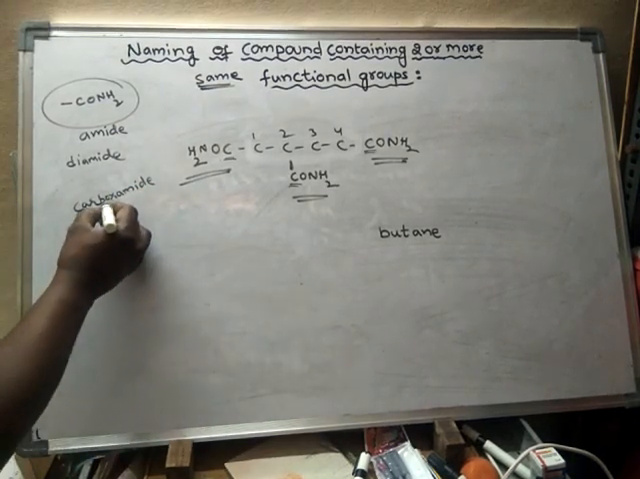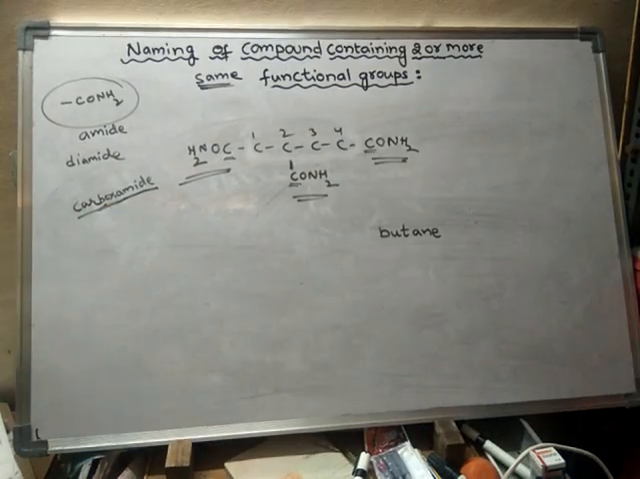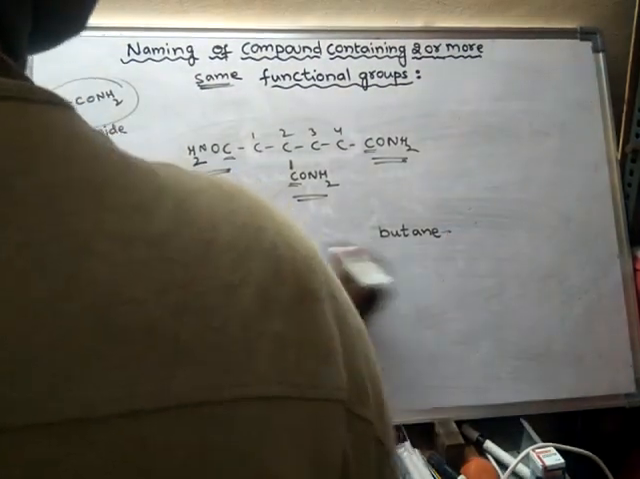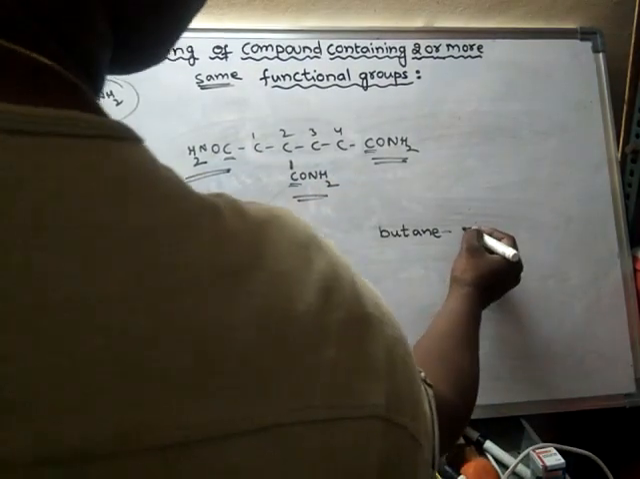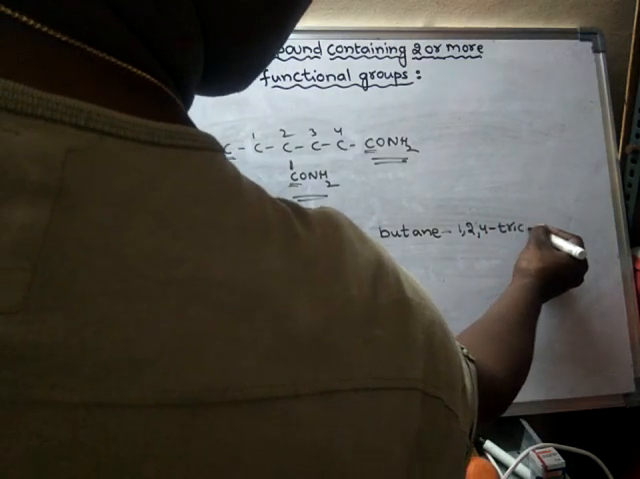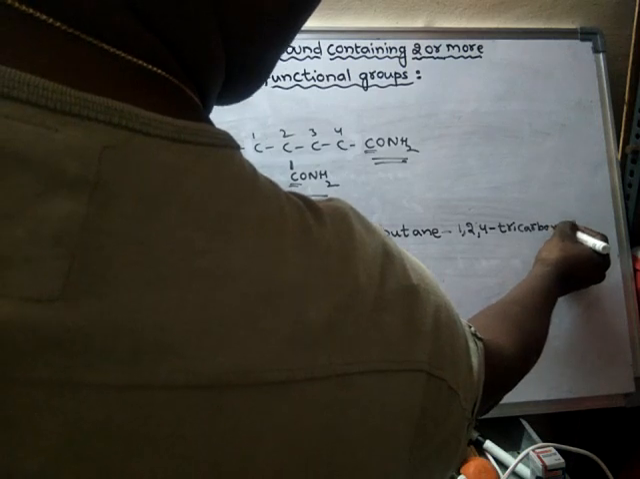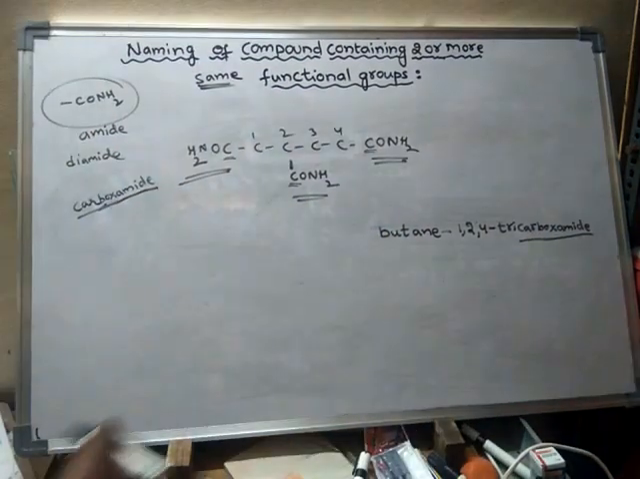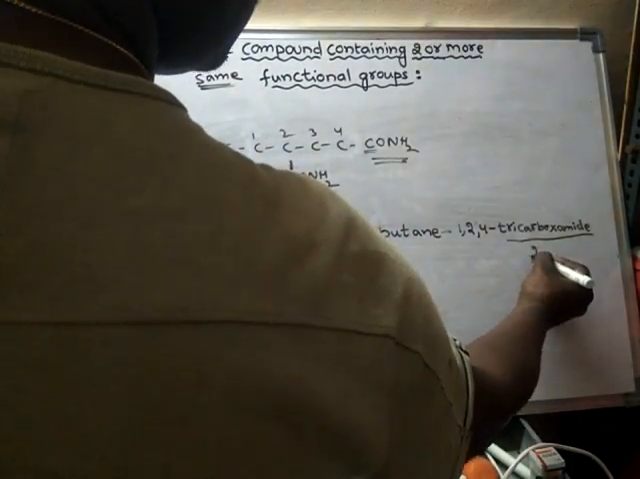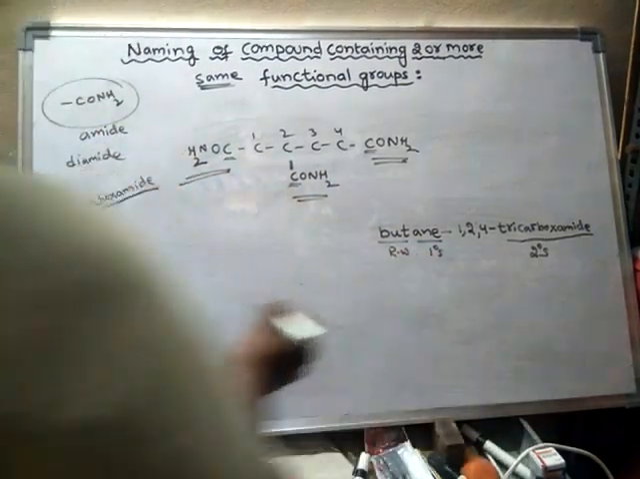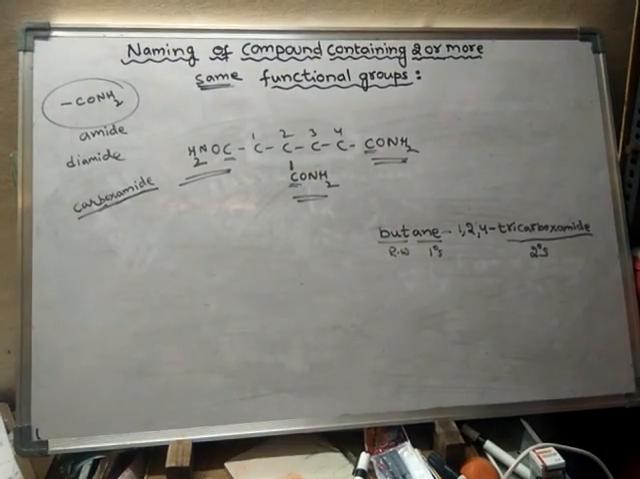We have to use the name carboxamide. So how many are there? 3. Where? On first carbon, second carbon, and fourth carbon. 1, 2, 4 tricarboxamide. Okay, like this. So what is this one? This is the secondary suffix. N is the primary suffix. This is the root word. So this is the name of the compound.